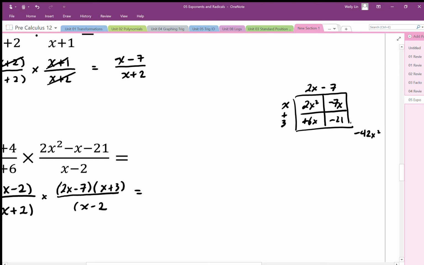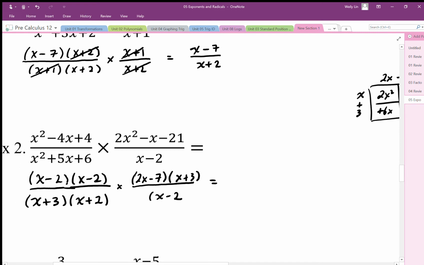Okay, so now anywhere I'm dividing, I have to state my restriction. So I don't need to worry about this plus 2 up here, but this minus 2 down here is a restriction. So I'm going to have x cannot equal negative 3, negative 2, positive 2. Those are my three divisors. Now once I've stated my restrictions, I can start getting rid of some of my factors. So times by x minus 2, divide by x minus 2 cancels. Times by x plus 3, divide by x plus 3 cancels. And it looks like that's all that's going to cancel.